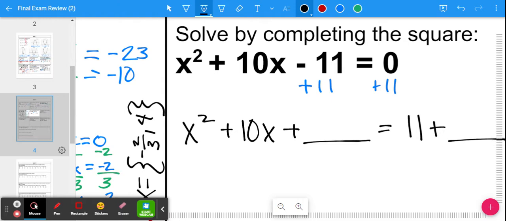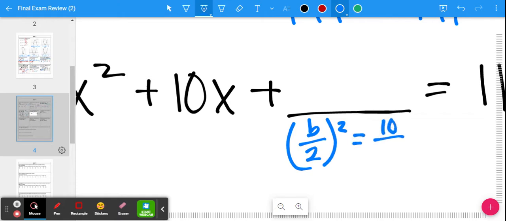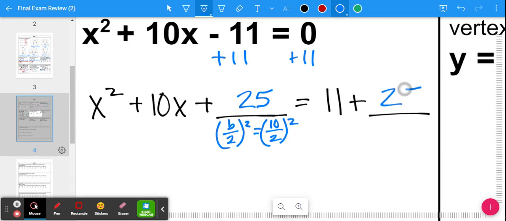And what you do to one side of the equation, you have to do to the other in order to keep it balanced. So now, to figure out what goes in this space, we have to do b divided by 2 squared. So your b value is 10, so we're doing 10 divided by 2, which is 5. Squared makes 25, so that's what we're adding to both sides.